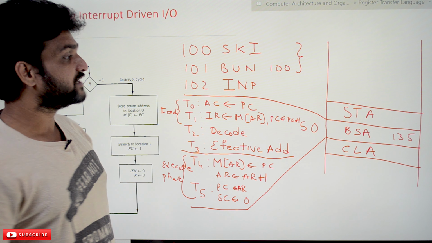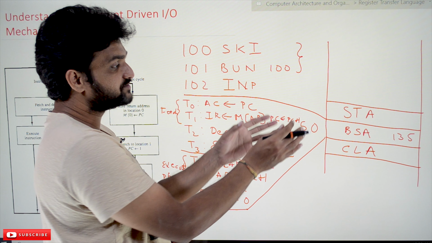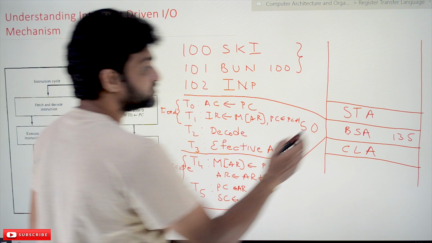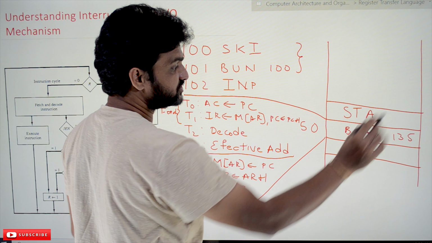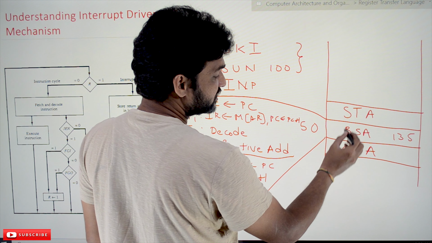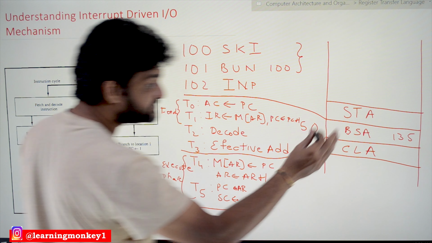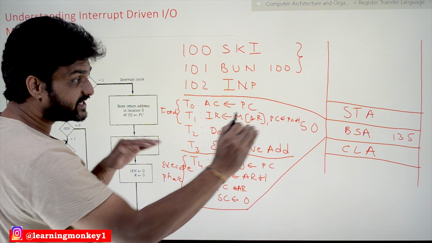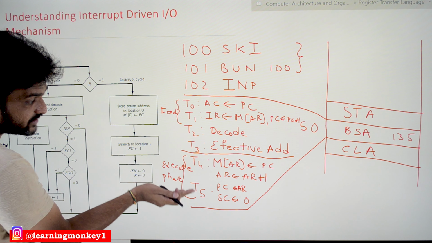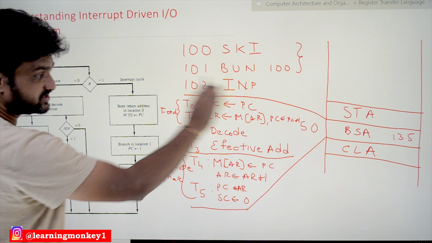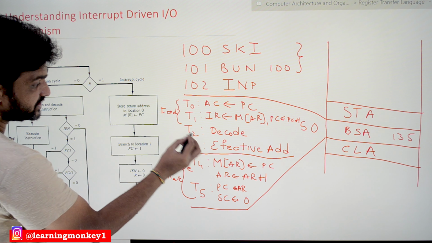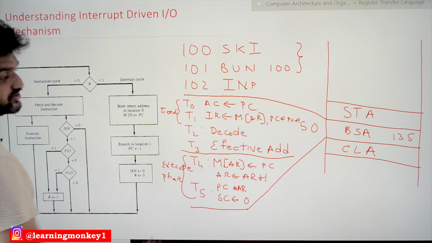Here is the user program. This is the program that the user has given to the computer to execute. These are the instructions of the program; this instruction has been executed, and after that this instruction is getting executed. In order to execute this program, these are the sequence of micro operations that need to be executed. This discussion has already been made in our previous videos: fetch, decode, effective address, and execute phase.